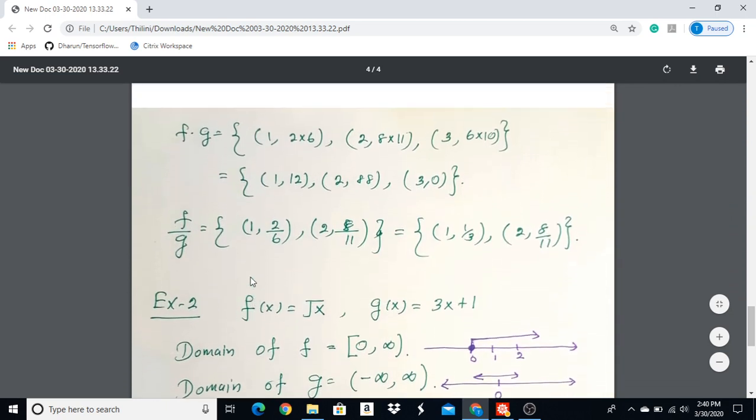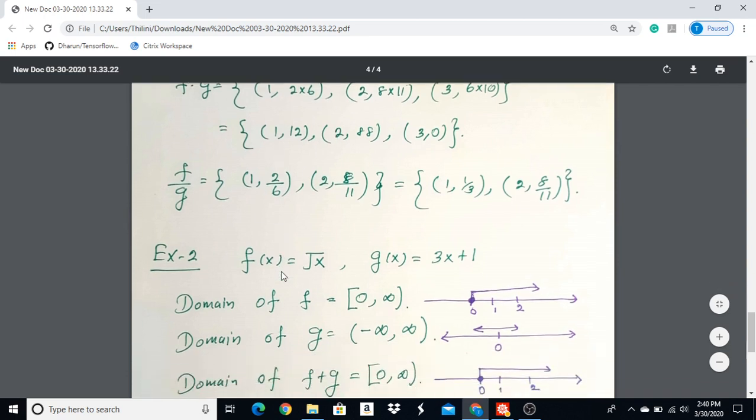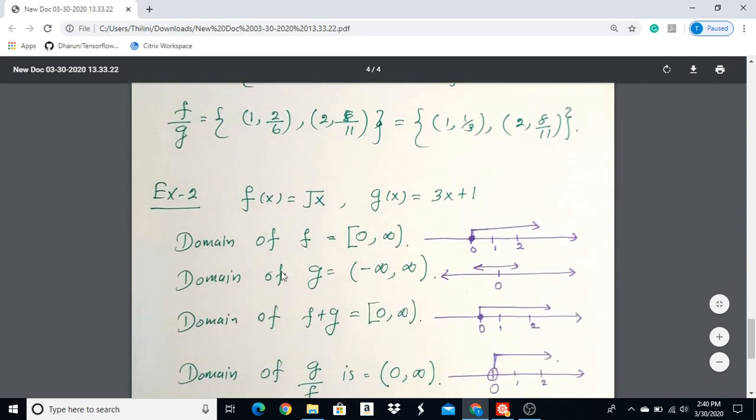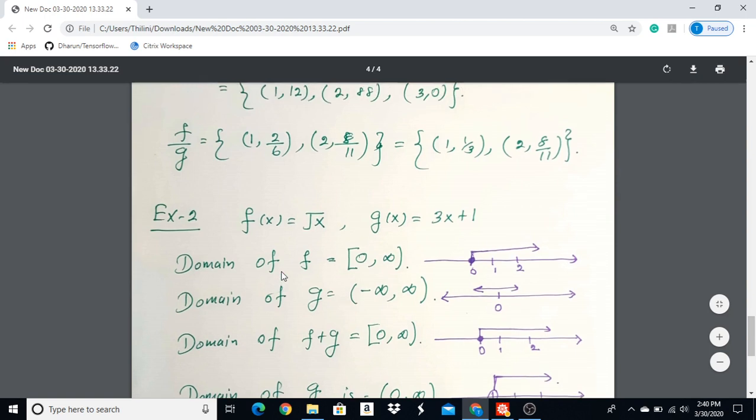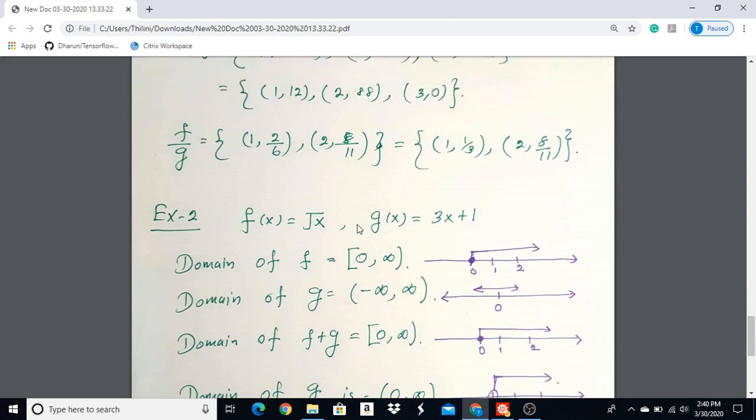So that's how we deal with relations. Now let's see how we can find the domains of f plus g and the other combinations of f and g whenever we have the domains of f and g as intervals.